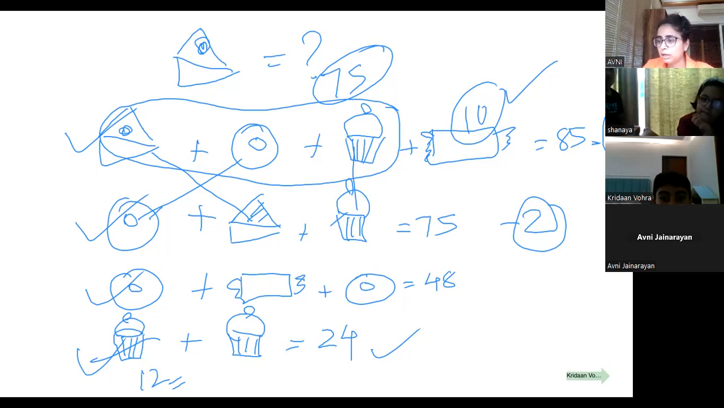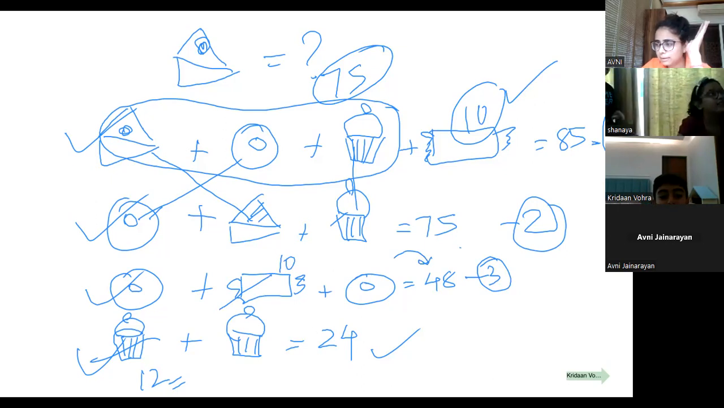So now next approach. Now Kridan, can you tell me which equation we should see? We know the value of the cupcake. We know the value of the toffee. Okay. Now we have to find another, the donut. Third equation. So here you know the value of the toffee as 10. Everyone, so now this 10 will come on the right hand side. So it becomes 38. Understood, right?